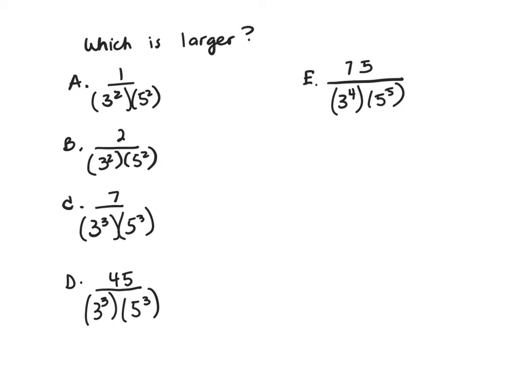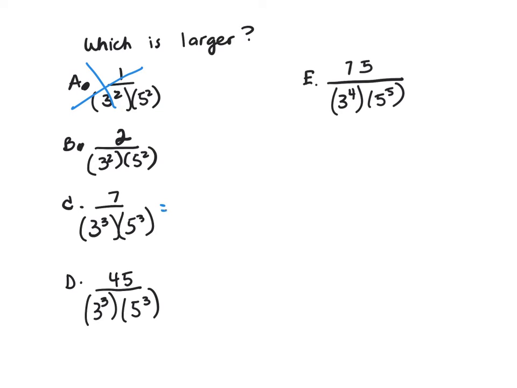We're trying to determine which is the larger fraction. If you look at A and B, they both have the same denominator, but the numerator on B is larger. So that means it's going to be larger than A. So we're going to cross out A. B is the larger of the two.